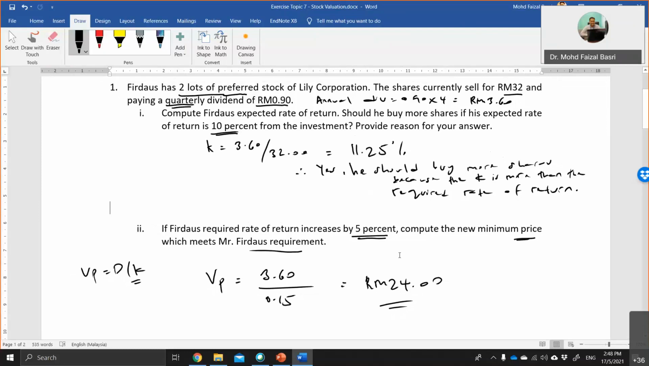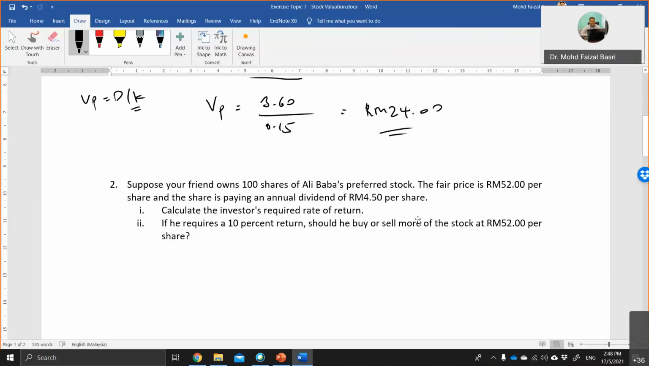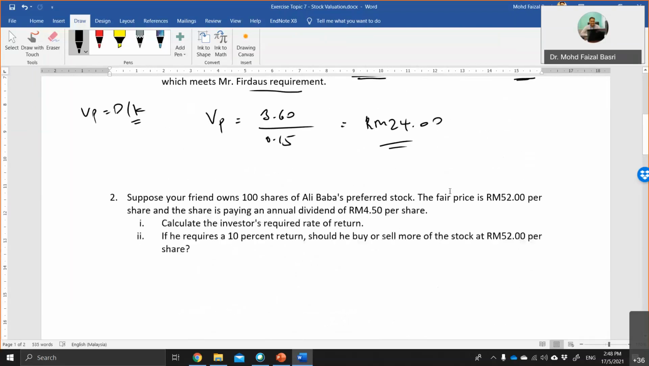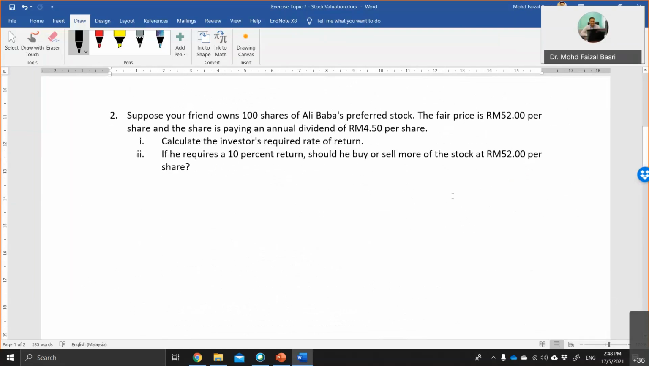So check the question carefully, what kind of information they want us to find. For this, number one is to find the rate of return, so we use K. The second one is about price, so obviously we're going to use VP. Okay, so that's question number one. Alright, so let's try another one.